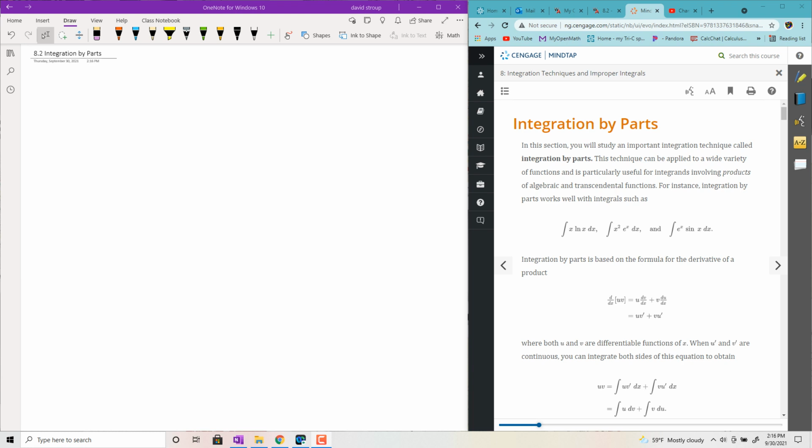Okay, welcome back. We're learning techniques of integration. This is the first technique that really doesn't rely on a u-sub or anything clever from algebra. Where does this technique come from? You can derive it from the product rule. So recall how the product rule worked.